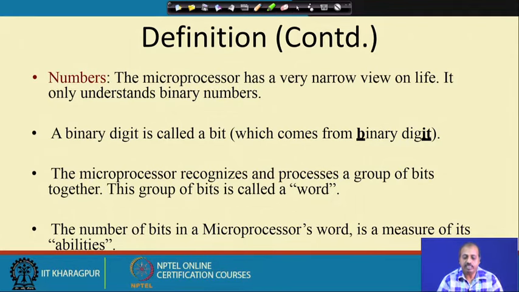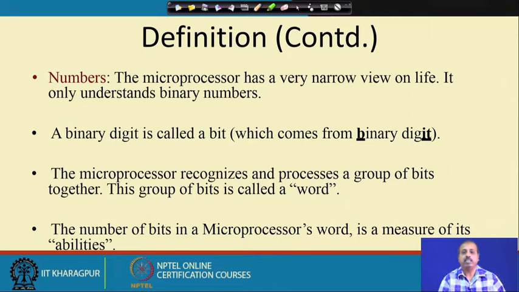A binary digit is called a bit. A microprocessor recognizes and processes a group of bits together, and this is called a word. In our digital logic classes, we know we have this binary representation, where individual bits are there. Now, when a microprocessor is considered, it may not work with individual bits that way. It may work with a group of bits together, which is called the word.